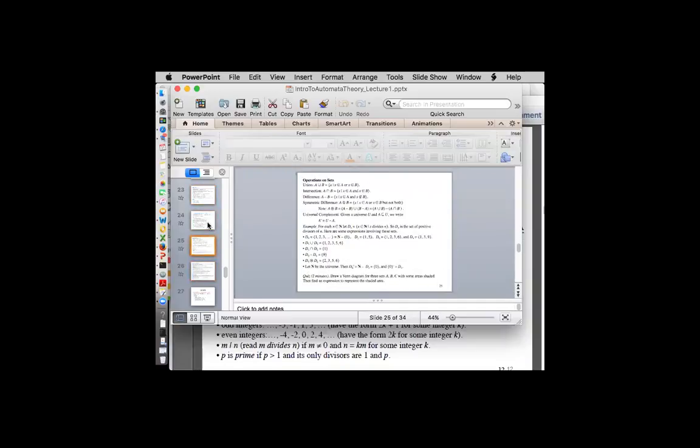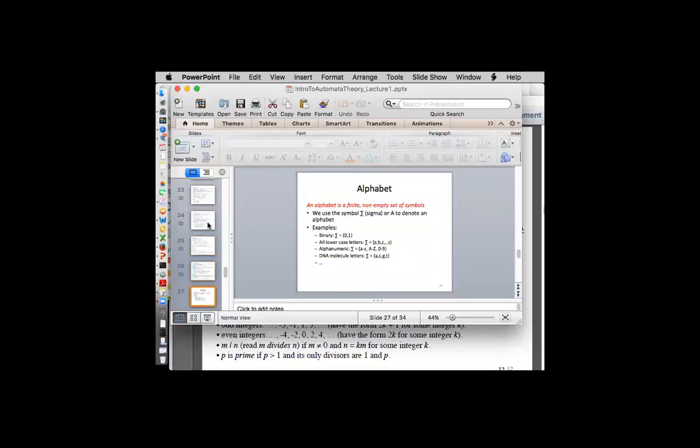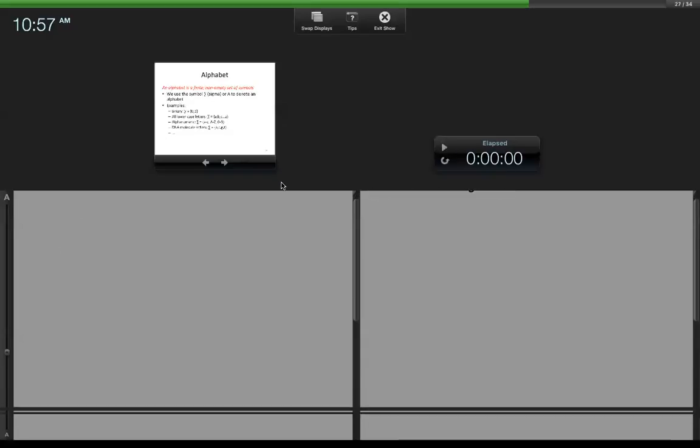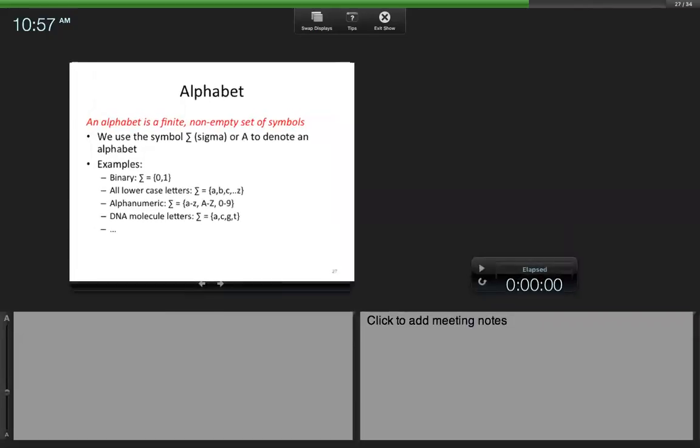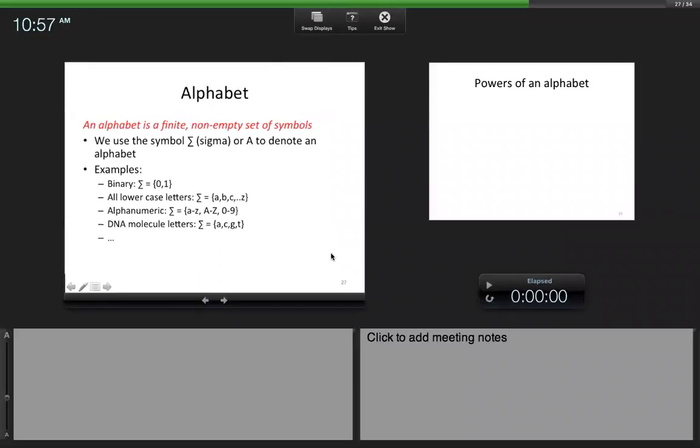So like sets and the different operations on sets, right? I'm not going to go through that, but I'm going to start talking about alphabet.